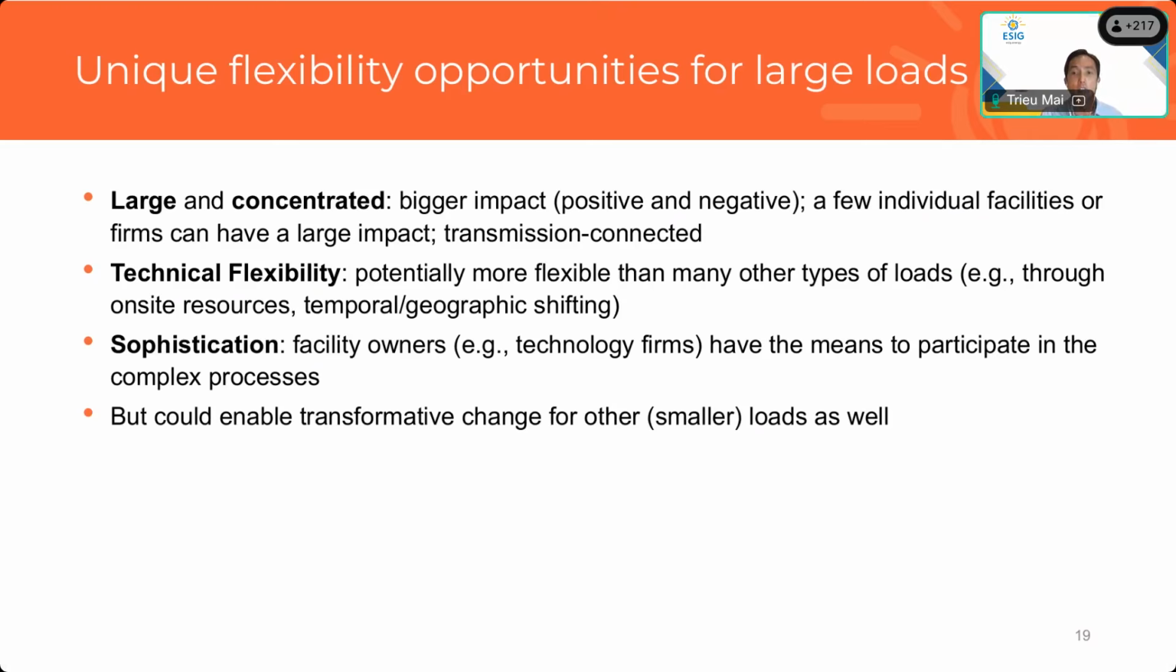Secondly, that concentration, both in terms of the number of facilities and firms, could facilitate an easier agreement between the customer side and the grid side for this flexibility, instead of dealing with thousands or millions of potential customers having the same impact. Ideally positive, through a few facilities or a few firms could really make it easier to have those transactions. Technical flexibility: the speed at which some of these large loads can change their outputs really enables more grid services that they could provide.